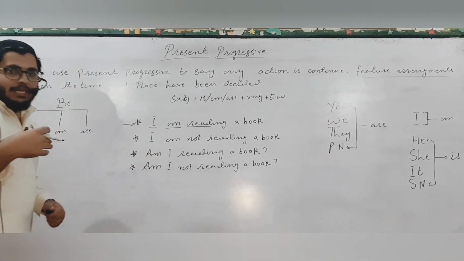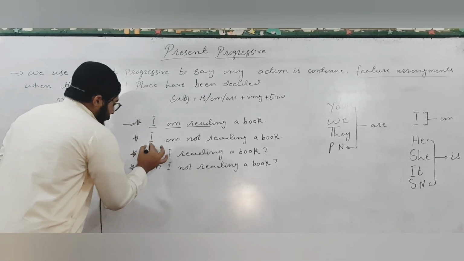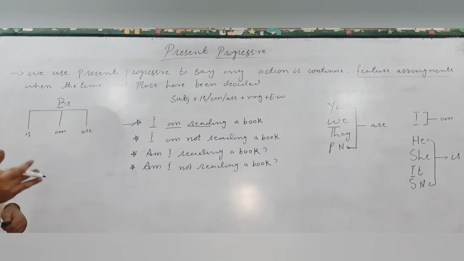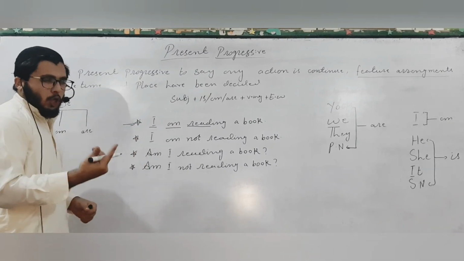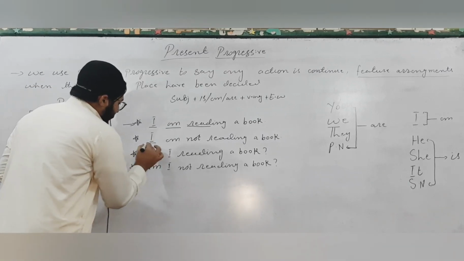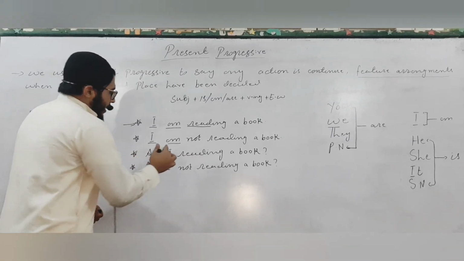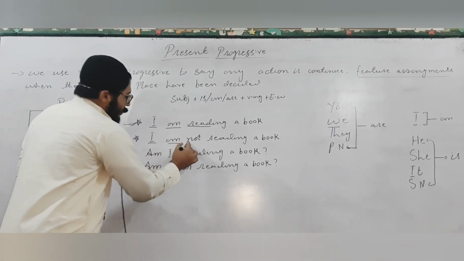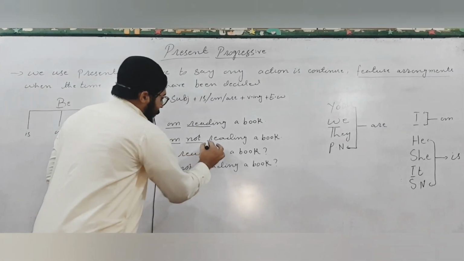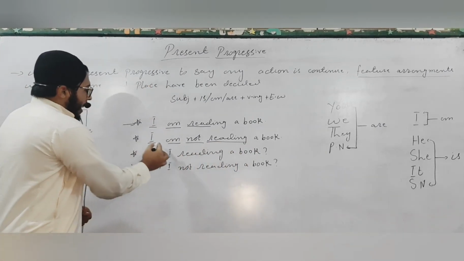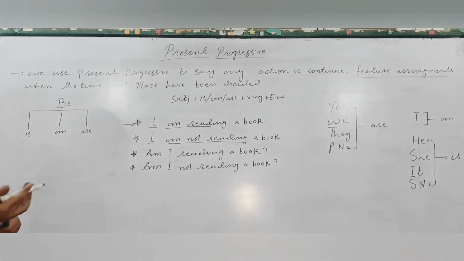And now how to make a negative sentence. A negative sentence is just a little bit different, but all words are the same, we just have to put not after the auxiliary verb. The subject I is present here, and then the auxiliary verb am is present here, and after the auxiliary verb we will just use not. And after not, the same word, reading. I am not reading a book.